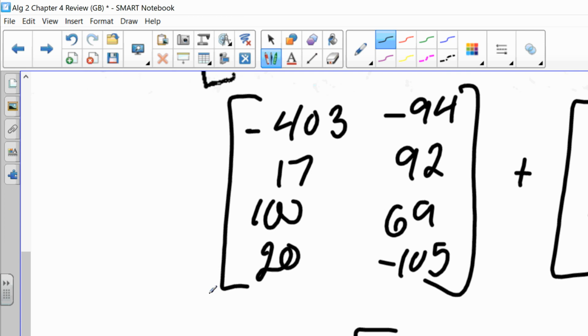At this point, we add them together, so negative 403 plus 14. 9 would give us 23. 8 would give us 100, so negative 389. Negative 94 plus 8 is going to be negative 86. 17 plus 7 is 24. Then we would have 96, 102, 70, 28, and negative 105. Would y'all agree with that there?